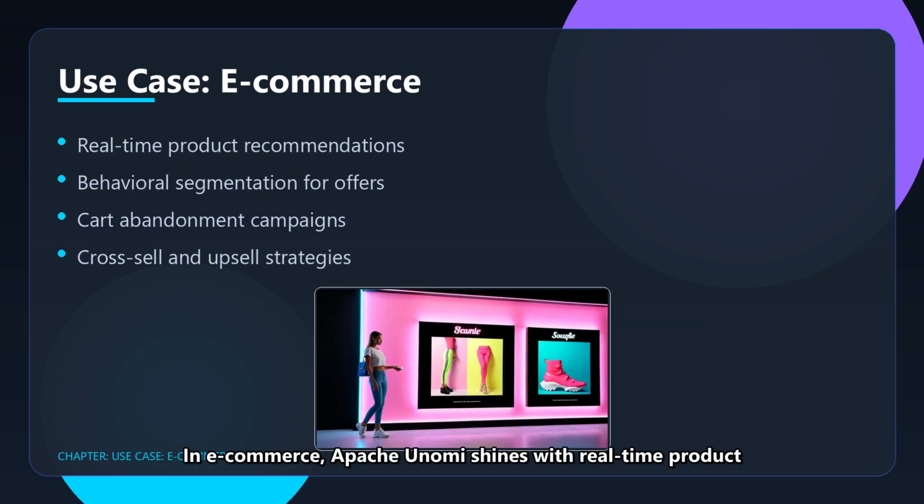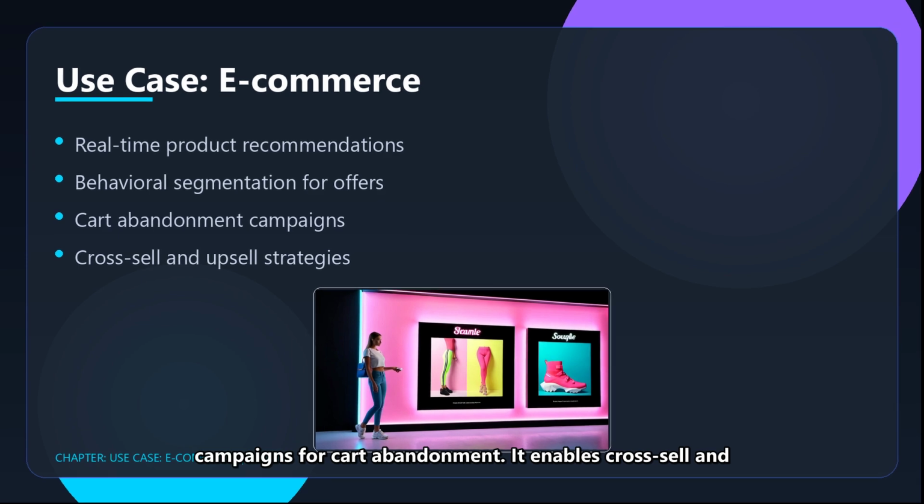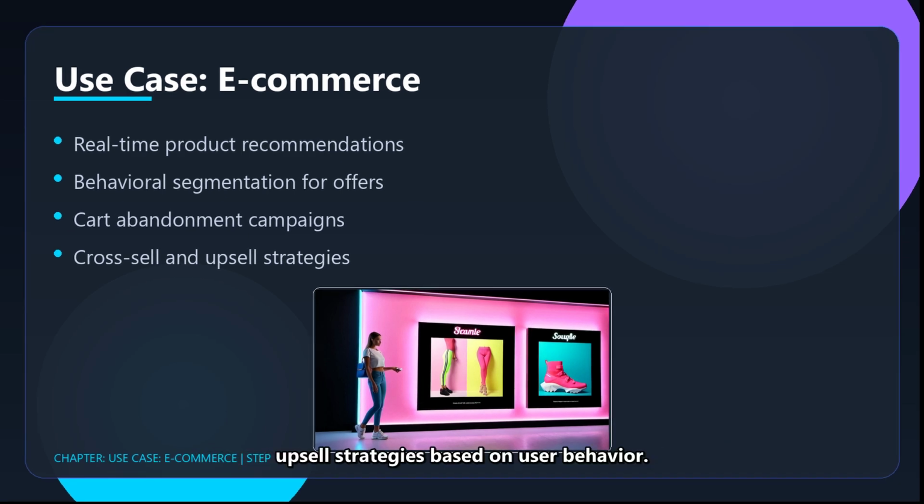In e-commerce, Apache Unomi shines with real-time product recommendations, behavioral segmentation for targeted offers, and automated campaigns for cart abandonment. It enables cross-sell and upsell strategies based on user behavior.